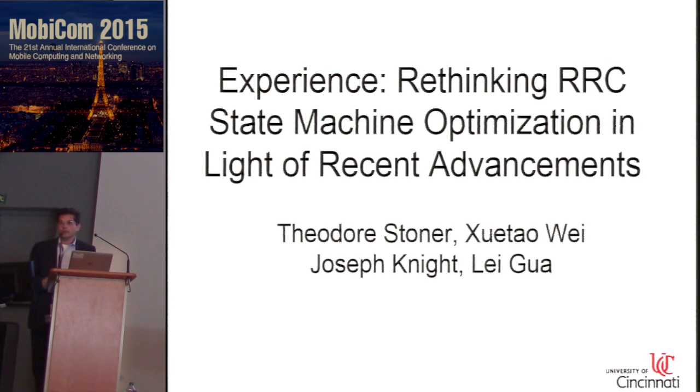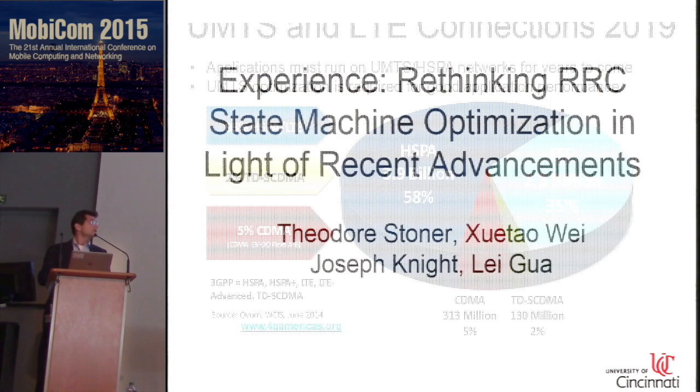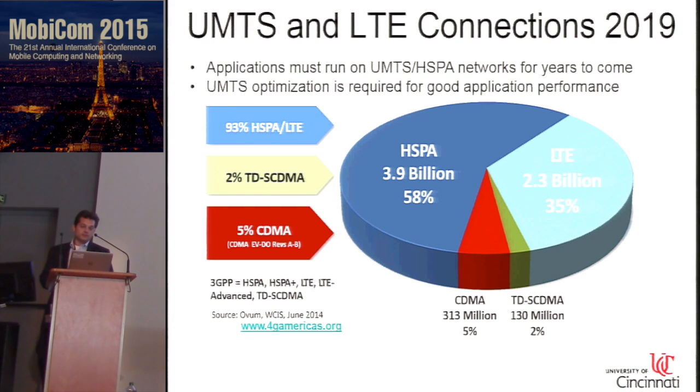So the first question, why study new UMTS technology advancements? As we all know, LTE and LTE Advanced are the future. Well, as shown on this slide, UMTS HSPA networks will continue to comprise the majority of wireless broadband connections for many years to come. UMTS HSPA is forecast to make up 3.9 billion subscriptions extending out into 2019. It's much too large of a base to be ignored. Smartphone applications must run over these networks, and they need to be optimized for maximum performance.